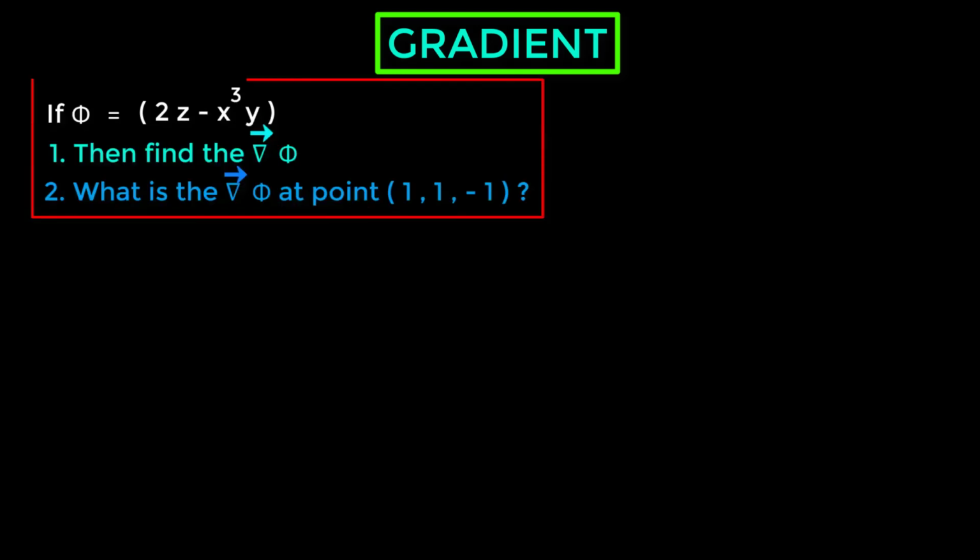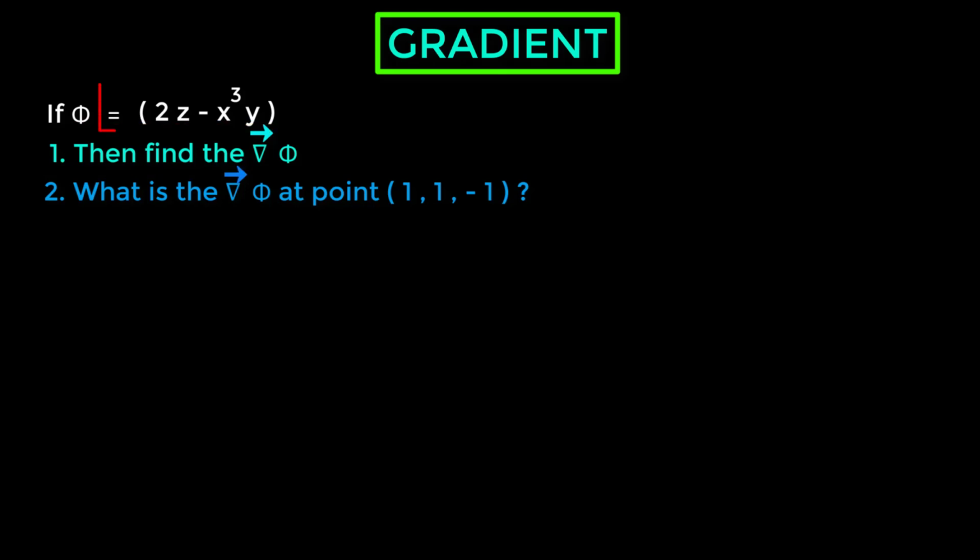Now look at this important example. If phi equals 2z minus x cube y, then find the gradient of phi. What is the gradient of phi at point 1, 1 and negative 1? See, here in this question we are asked to determine the gradient of this scalar field, and in this question we are asked to find out the directional derivative of the gradient at each of these points.